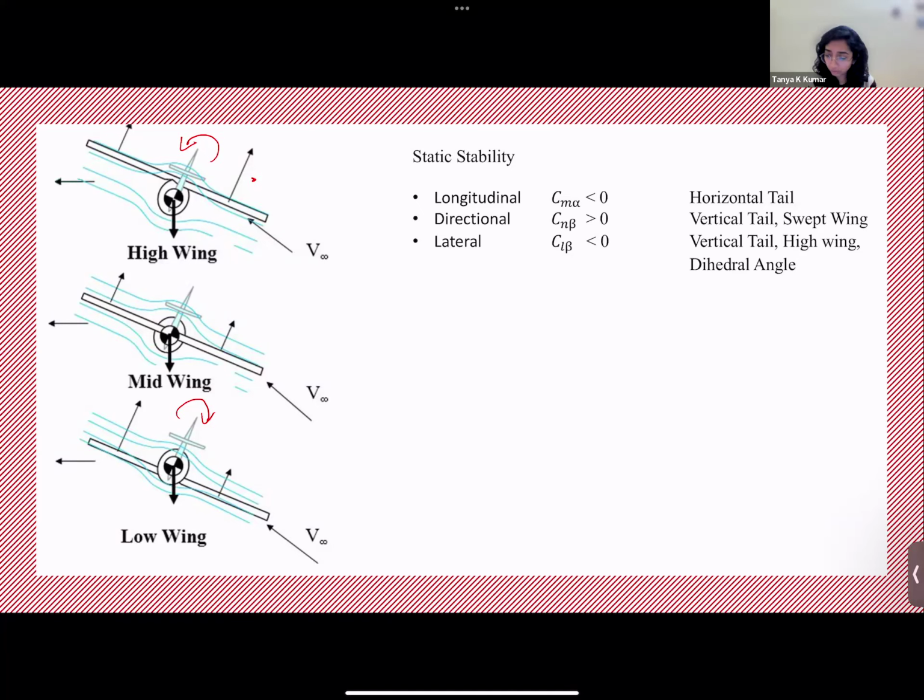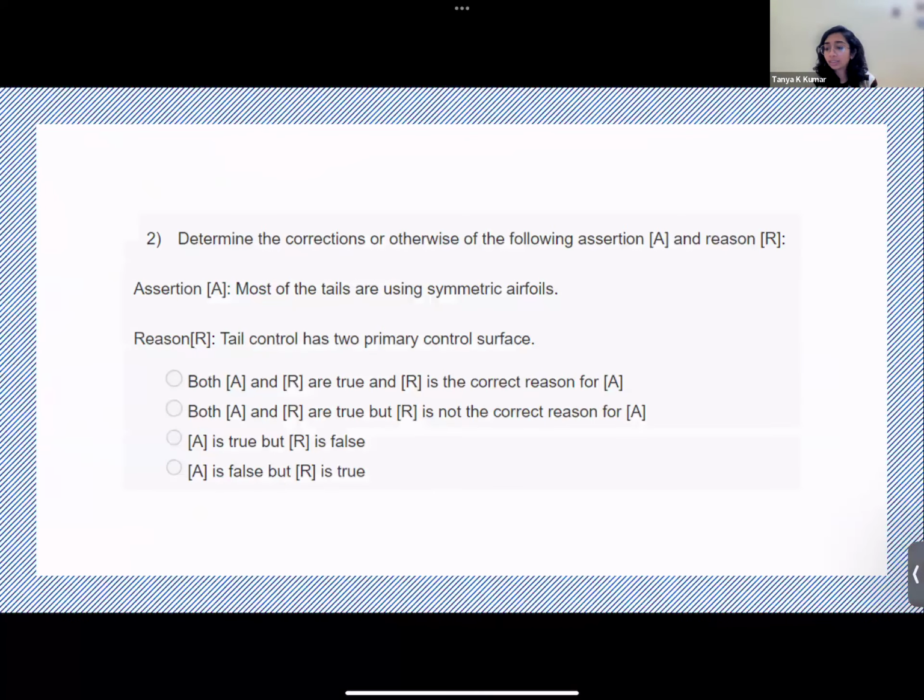Okay, let's move on. Determine the correctness or otherwise of the following assertion and reason. First assertion: most of the tails are using symmetric airfoils. True or false?